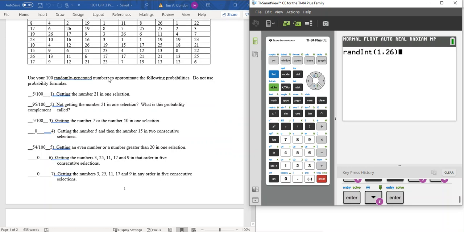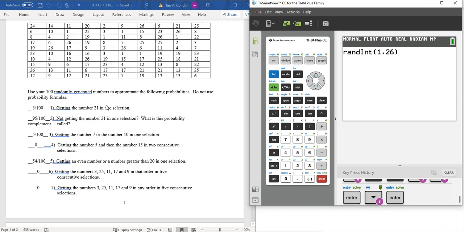And number two says not getting the number 21. If I come over here and press this button, what's the odds it's not going to be a 21? Well, if there's 5 21s, that means there's 95 other numbers in here. So 95 out of 100 would be our probability of not getting it. And what's that probability called? That's a complement. It's what you're not looking for.